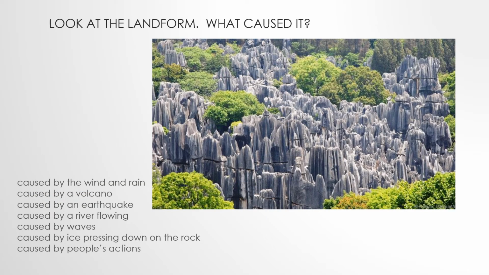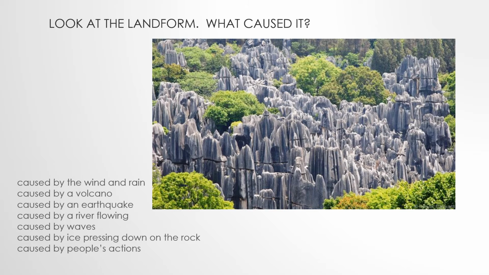Okay, so over the next few slides you need to get your geographical thinking in gear. All right, I want you to look at the different landforms, and I want you to think about looking for different clues that might help us figure out what caused it. So here we've got a landform. Was this caused by the wind and rain? Caused by a volcano, an earthquake, river flowing, waves, ice pressing down on the rock, or caused by people's actions?